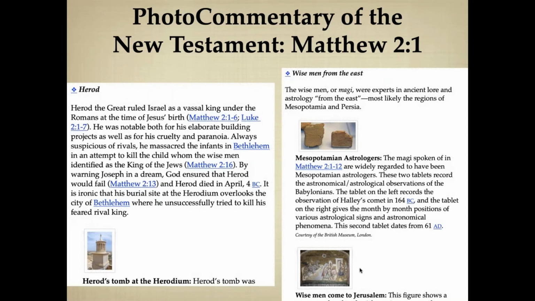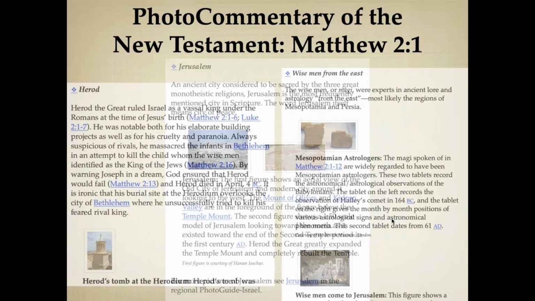Another illustration of the wise men comes from a very ancient church from the 4th or 5th century. It's in Istanbul, Turkey, Kora Church, and this shows a very early mosaic of the wise men coming to bring the gifts to Jesus. And then there's one more.